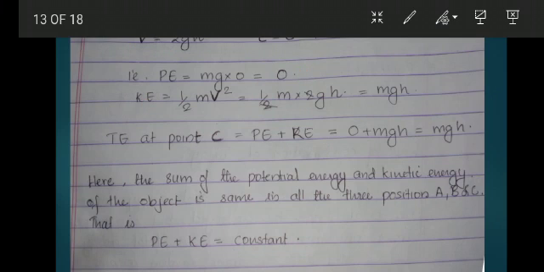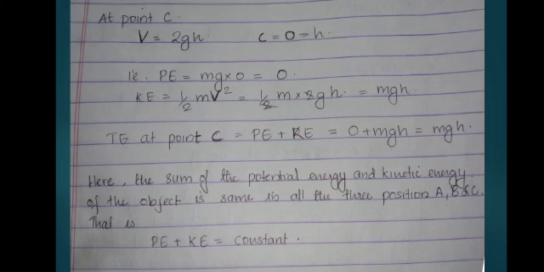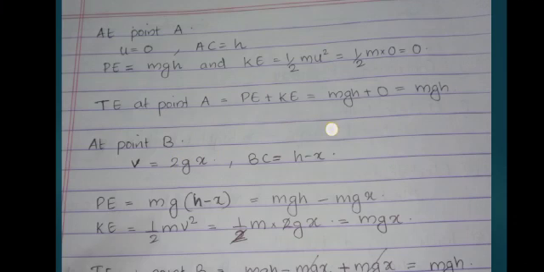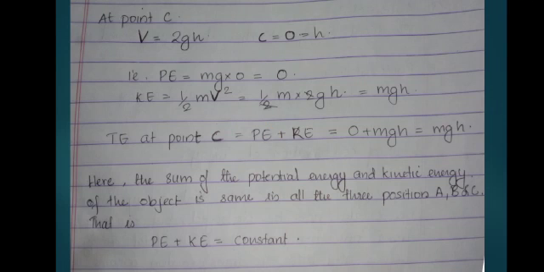And here the kinetic energy is maximum. So we have half mv squared. We know the value of v squared, so it is 2gh. So half m into 2gh. The 2 and 2 cancel. We have mgh. Now total energy at point C is equal to potential energy plus kinetic energy. Potential energy is 0 and we have kinetic energy as mgh. So the total energy is mgh.